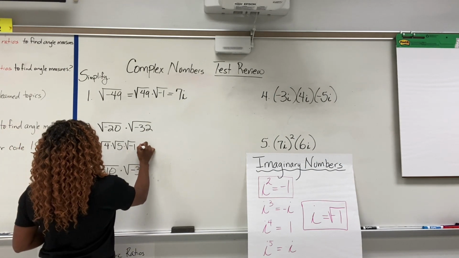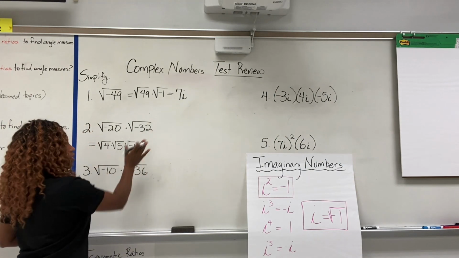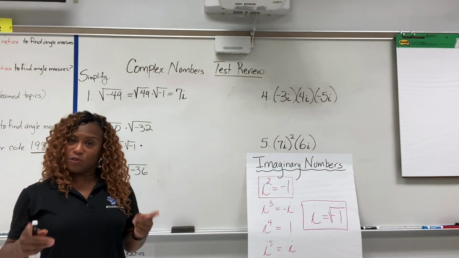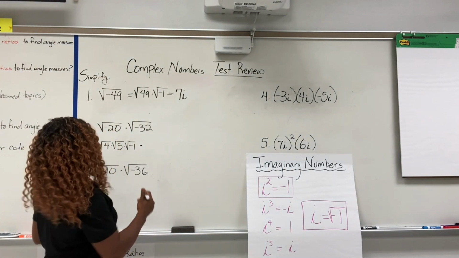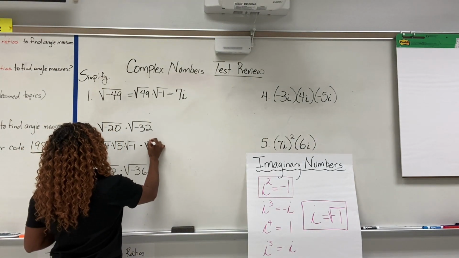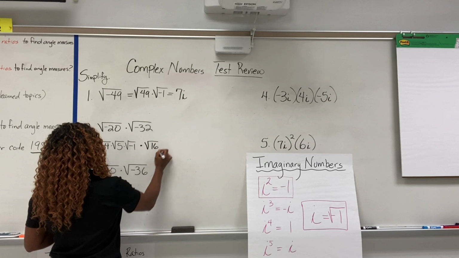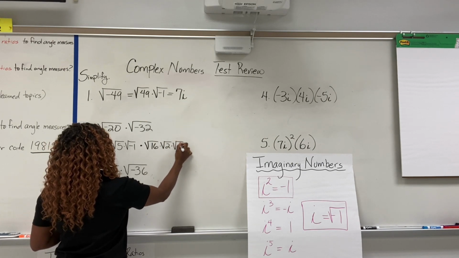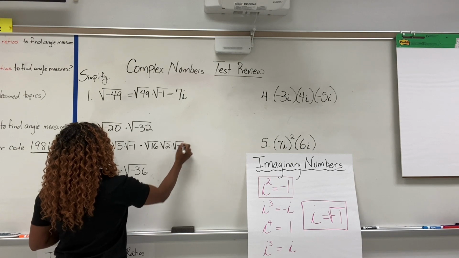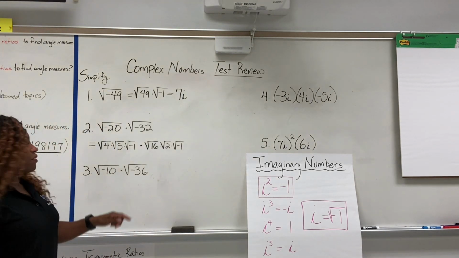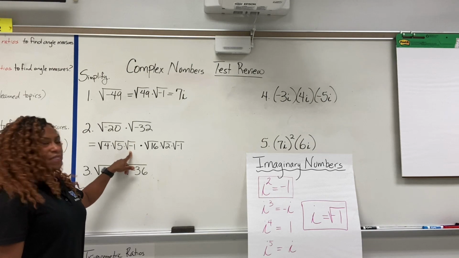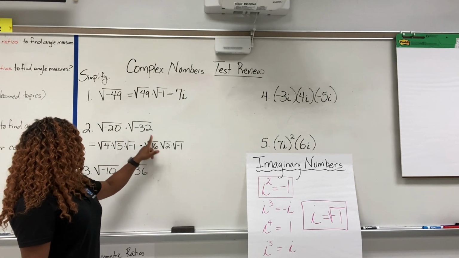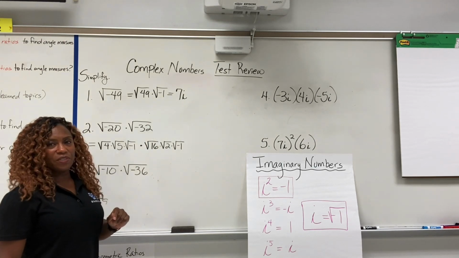Now let me multiply that by this one. So I'm going to go ahead and break that down into some factors. And it just so happens that 32 has a perfect square factor. So this will become the square root of 16 times the square root of 2. And then I've got to account for that negative value. So if you notice, I've got 4 times 5 is 20 times negative 1 gives me my negative 20. 16 times 2 is 32 times negative 1 is negative 32.